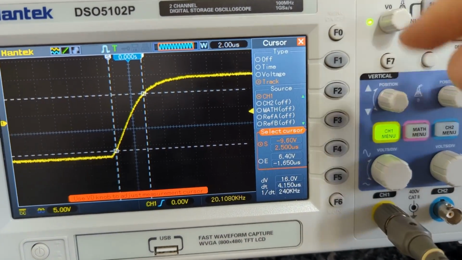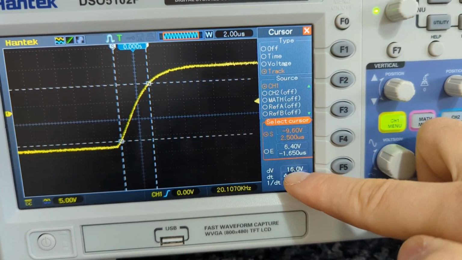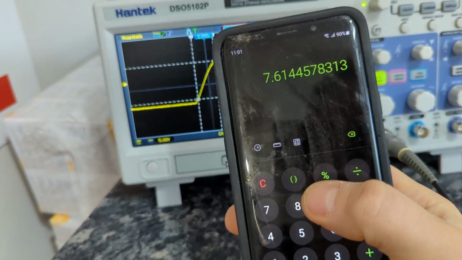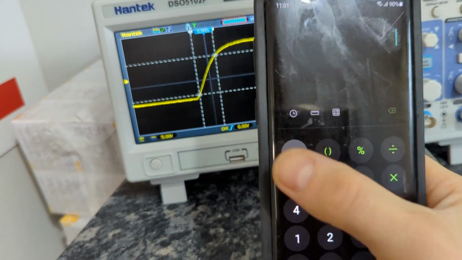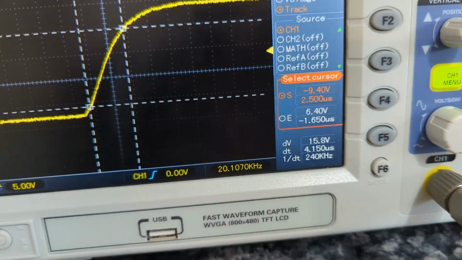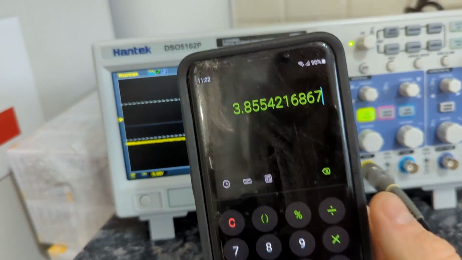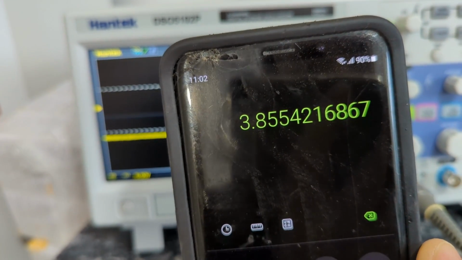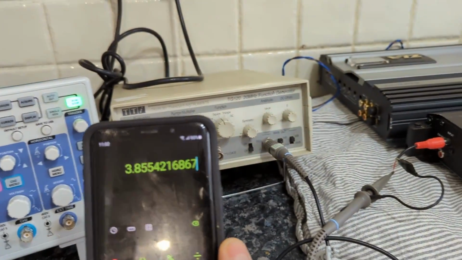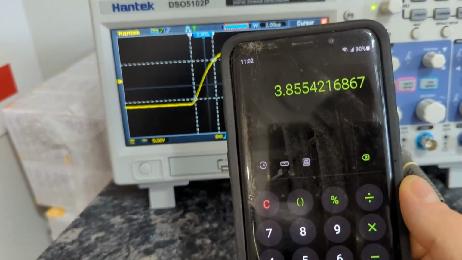If we jump to the cursors, we have 16 volts and 4. So time didn't change, we changed the voltage. So now we have 16. So we had 7.6, and now 16 divided by 4.15, and we have 3.8 volts per microsecond of slew rate into 10 volts out, which is very, very low.